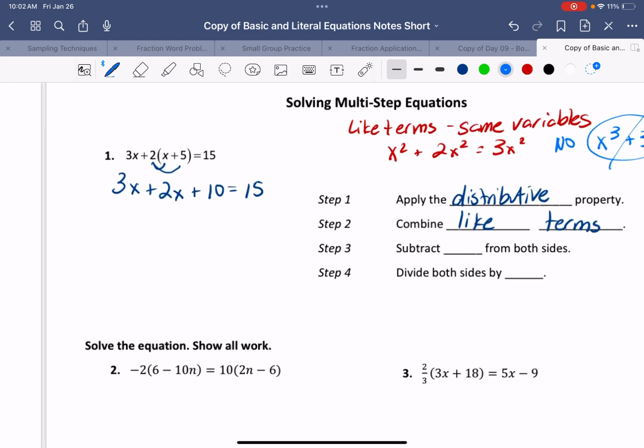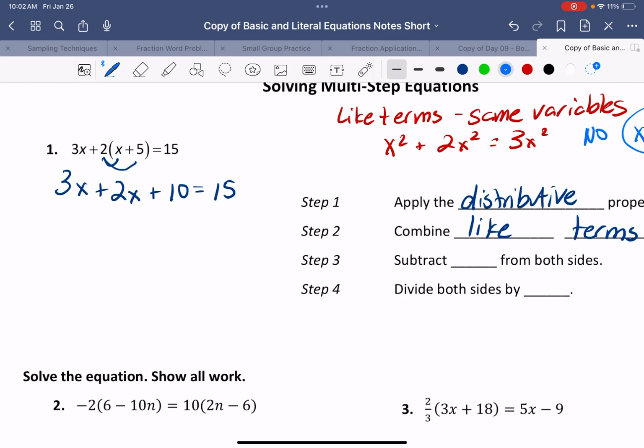So in my equation here, I'm going to look for my combined like terms on each side. So right here, I have a 3x and a 2x. Combine the first. It's like saying I have 3 apples plus 2 apples. Oh, I now have 5 apples plus 10. Can't combine that because that's not a like term, equals 15.